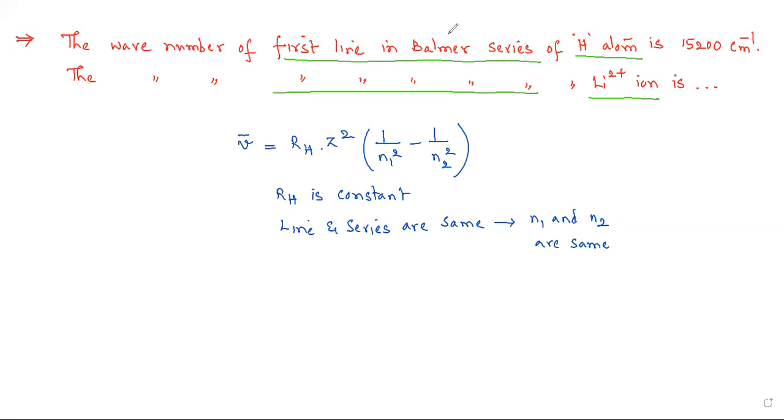When N1 and N2 are same, we have only one thing left. You can cancel out this, you can cancel out this, because RH is anyway a constant. N1 and N2 are same. So what is the thing left out? Removing the constant, this can simply be written as nu bar is proportional to Z square. Check out the thing. Removing the constant.